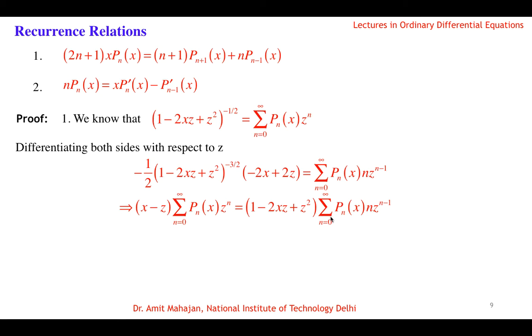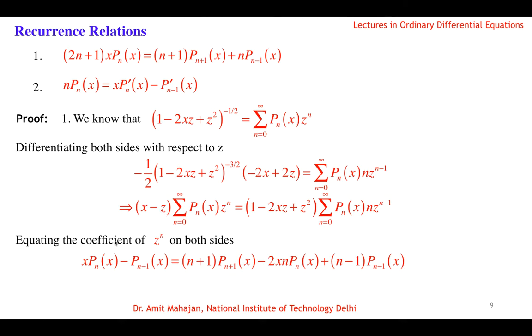Then we compare different powers of z on both sides, equating the coefficient of z^n. x times this will give x P_n(x), and z times this will become z^(n+1), so to get z^n we have to reduce this to P_(n-1). So first it will be x P_n(x). From here it is z^(n+1), so for z^n it is P_(n-1)(x), times 1. Here it is z^(n-1), so to get z^n we have to increase by 1, giving P_(n+1) into (n+1).